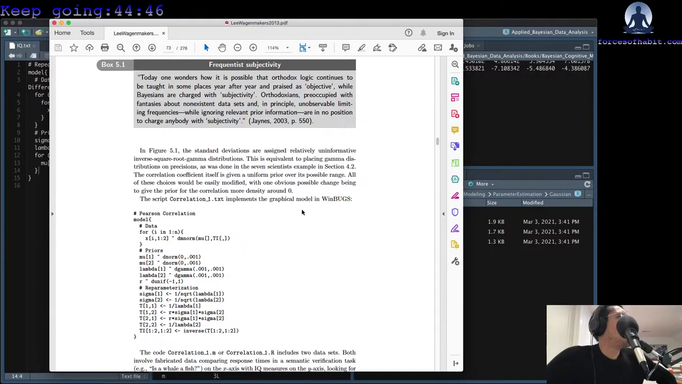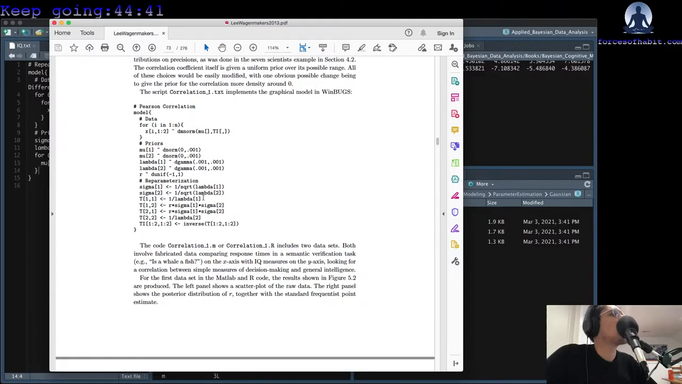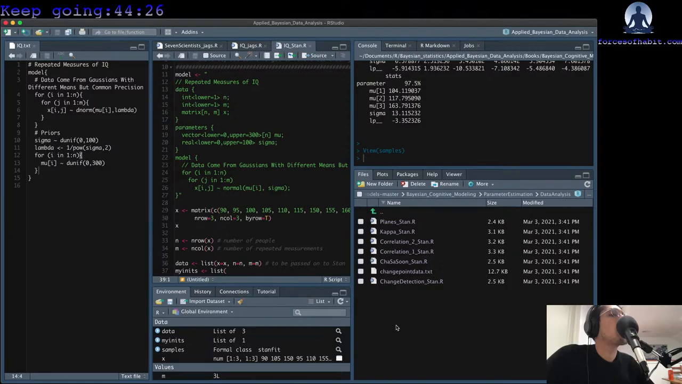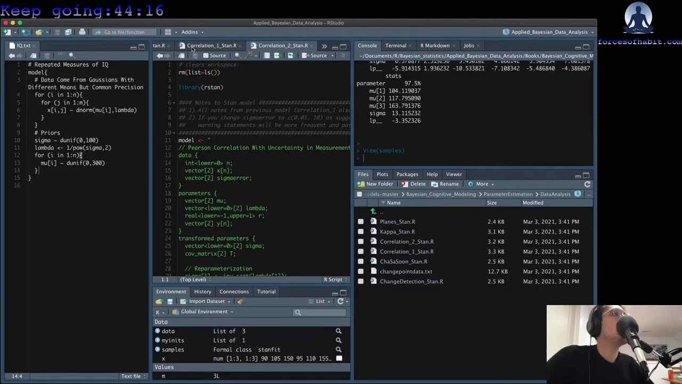And here is the text file, so I'm gonna pull up these then. Looks like there's some Stan code here too. Cool. Just pull it up while I've got it.